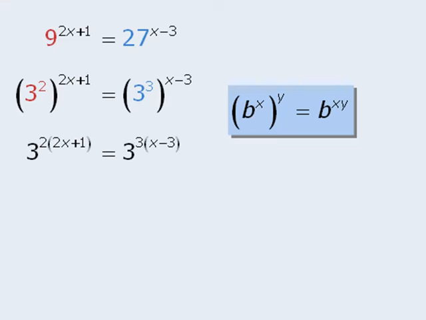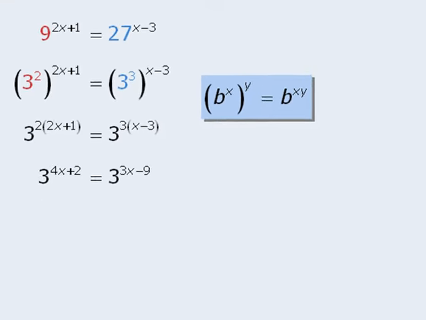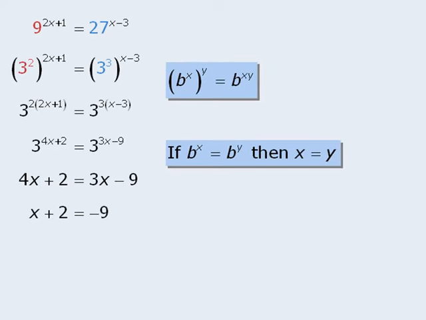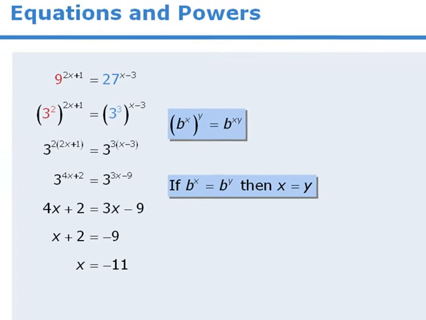From here we can expand the exponents on both sides, and since the bases are now equal, we can apply our rule that says the exponents must now be equal. To solve this for x, we'll subtract 3x from both sides, and then subtract 2 from both sides to get the solution x equals negative 11.